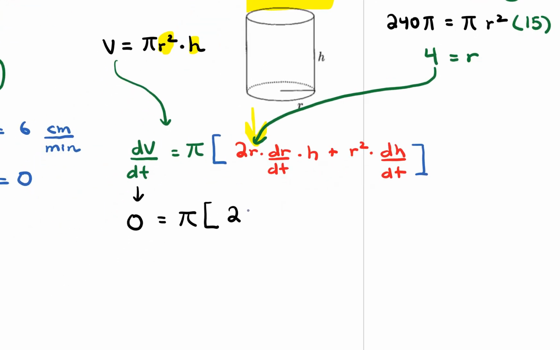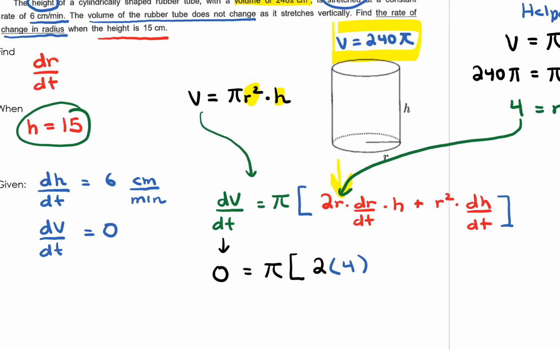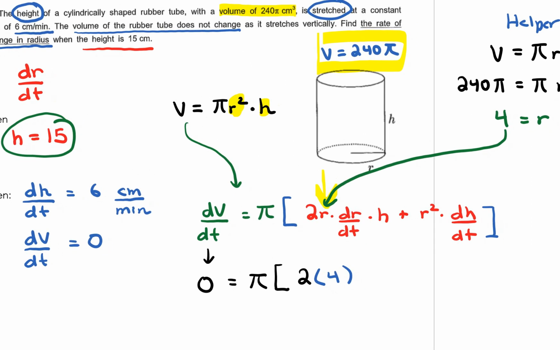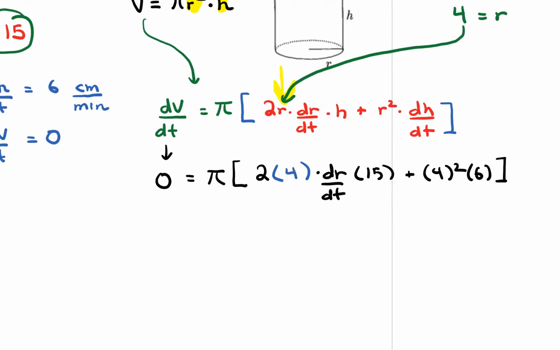All right, so that is your helper equation over here to help you find the radius. Okay, so let's go ahead and plug in the numbers here. So 2 times 4. And dr over dt, well, where is dr over dt? Well, that's exactly what we need to find, I guess. So I guess I'll write that as dr over dt. The height is going to be 15 plus the radius. Well, the radius was 4 squared. And dh over dt is going to be 6. Okay. So we do all that math there, and our goal is to find dr over dt. And since the left-hand side is equal to 0 here, we shouldn't have any problems finding dr over dt.